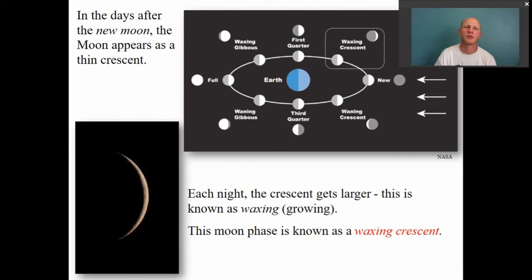So in the days after the new moon, the moon appears as a thin crescent. Each night, the crescent gets larger, and this is known as waxing, meaning it's growing. Once we're after the new moon, you can expect the illuminated portion of the moon to get larger and larger and larger. This moon phase is known as the waxing crescent.